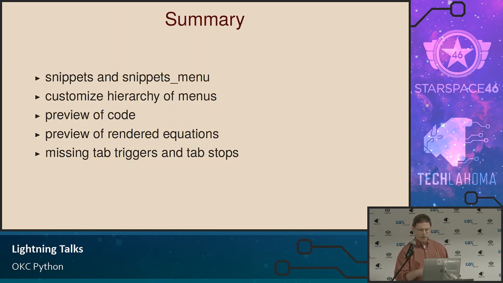To summarize, snippets are available in Jupyter Notebooks through the Snippets notebook extension and the Snippets menu notebook extension. You can go about customizing the arrangement of these menus. You can get a preview of the code, and you can also get a preview of the equations rendered. What's missing at this point in time are tab triggers and tab stops.